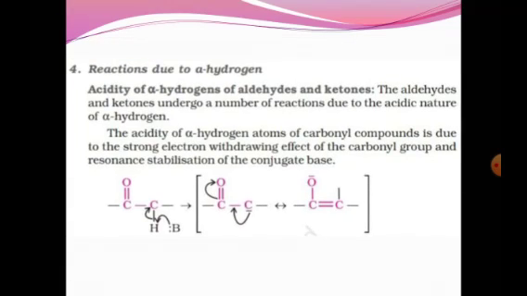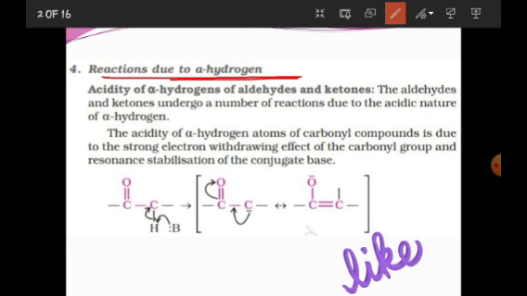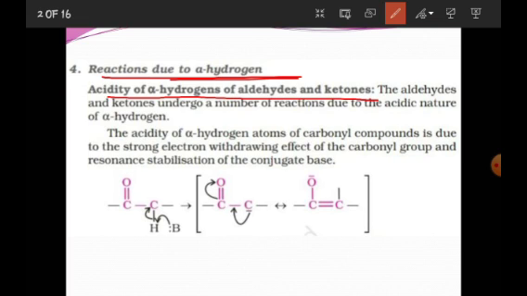See children, it is written reactions due to alpha hydrogen. Now since this reaction is because of the presence of alpha hydrogen, that is why we study this under this topic. Now before that, let us discuss the reason: acidity of alpha hydrogen of aldehydes and ketones. Why is the alpha hydrogen of aldehydes and ketones acidic?